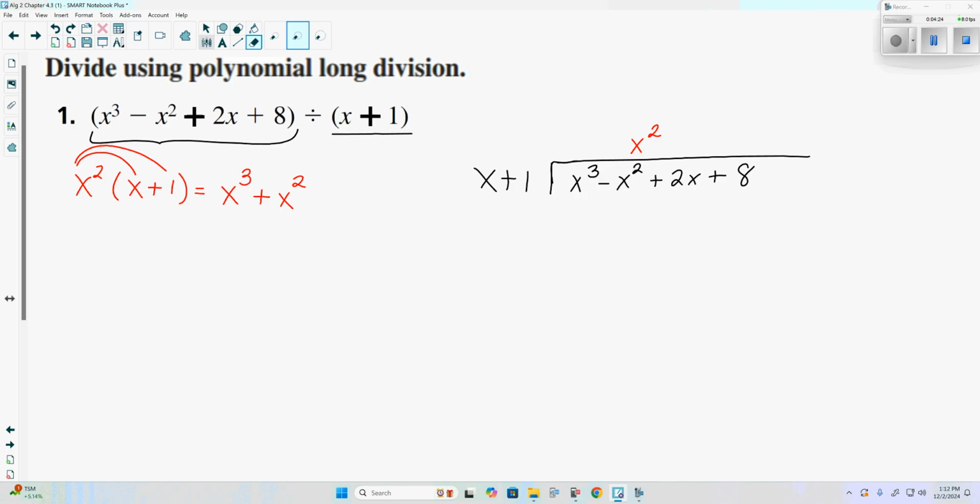Questions on this so far? Yes, sir. Unfortunately, no, because the calculator needs a value for x. It can't just be x.